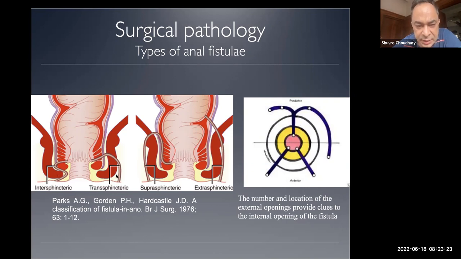Within transsphincteric, you can have a low transsphincteric like this. Even this is a transsphincteric fistula because it is crossing the external sphincter. Or you can have a high transsphincteric like this, right? And then suprasphincteric, right? And also, of course, the external opening can be anterior, can be posterior. Usually the anterior openings have straighter lines, the posterior openings have curved lines, usually.